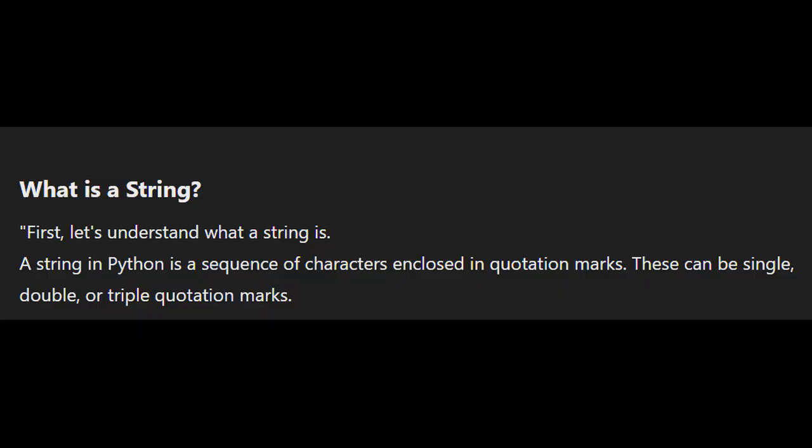What is a string? First, let's understand what a string is. A string in Python is a sequence of characters enclosed in quotation marks. These can be single, double, or triple quotation marks.